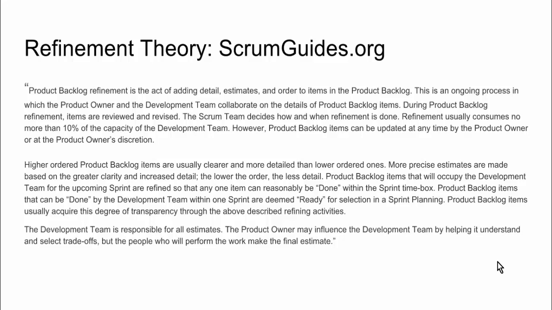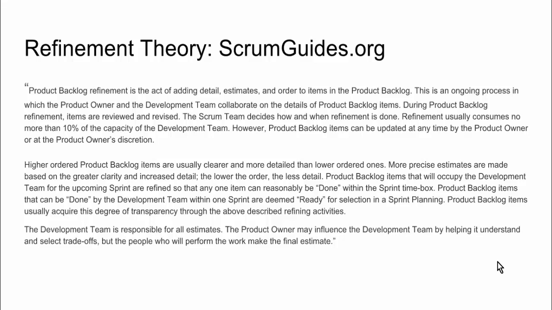So this video is divided into those three sections. This is an ongoing process in which the product owner, that's you, and the development team collaborate on the backlog items. And then during backlog refinement, which is often a meeting, but it doesn't have to be, backlog items, such as user stories, are reviewed by everyone, the product owner and the development team, and they're revised. Sometimes details are added and subtracted. Sometimes estimates are given. Sometimes the order is changed.